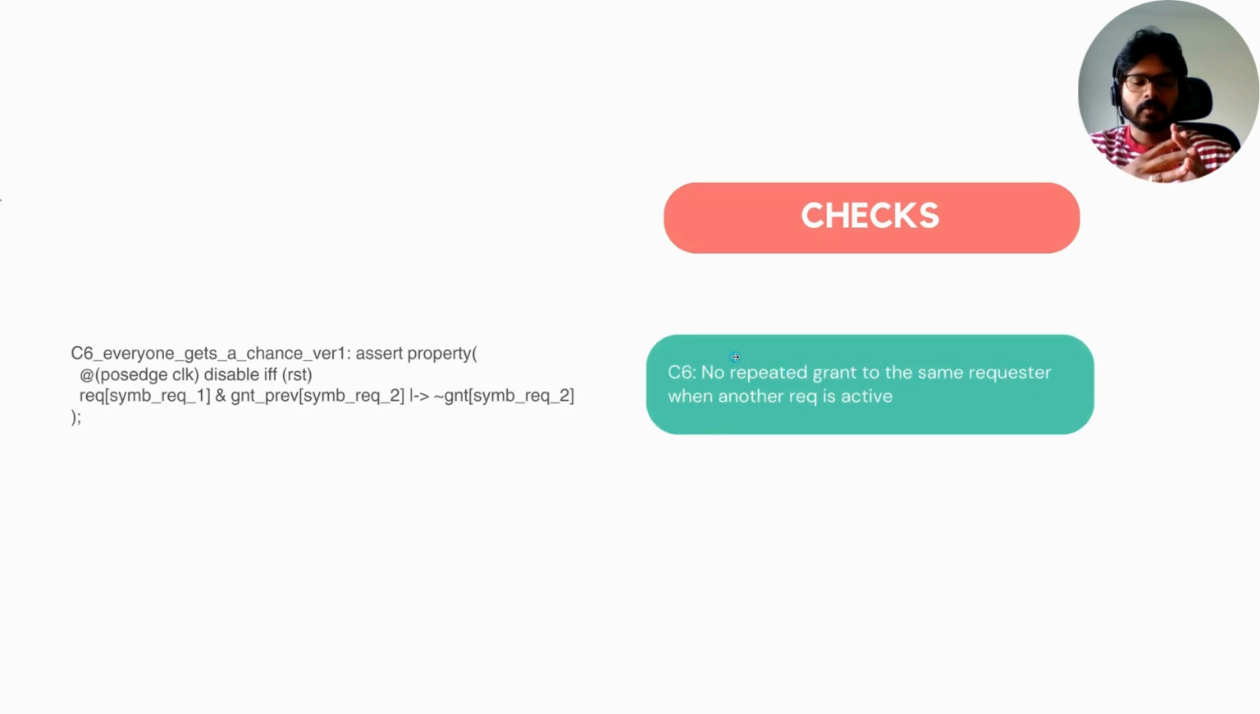So C6 and C7, these are the 2 final checks, kind of the key checks for a random round robin arbiter. So this says if there is a request from requester 1, just assuming symbolic request 1 is assuming the value of 1 and symbolic request 2 is picking the value of 2 as an explanation. So requester 1 is requesting, and in the previous cycle there was a grant for requester 2, then in the current cycle there shouldn't be a grant for requester 2. So we are making sure that requester 1 is going to get a grant, or at least requester 2 is not going to block the grants for requester 1 or any other requester.